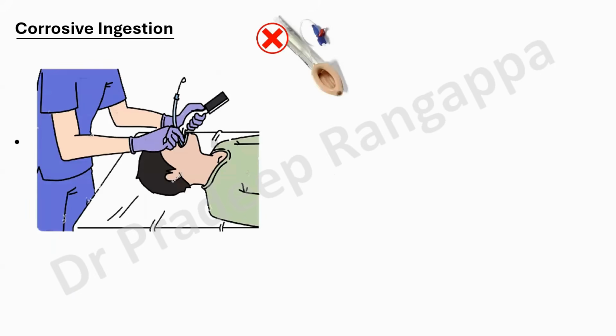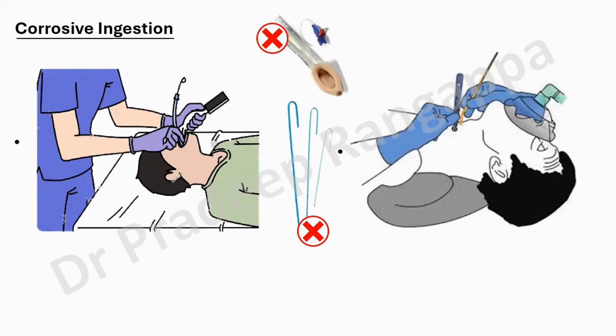And the use of LMA is also discouraged in corrosive ingestion, and it is suggested that the use of bougie and stylets also be avoided. If orotracheal intubation fails, one has to resort to surgical means and always call for ENT help in corrosive ingestion, because there can be a lot of airway edema and the airway may not always be easy. So orotracheal intubation is the way to go.